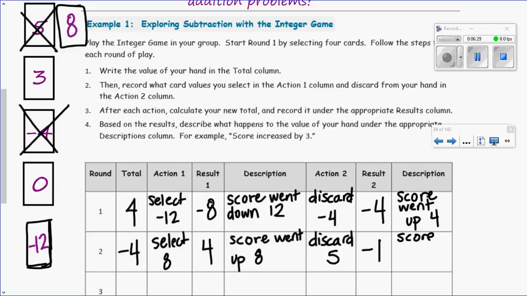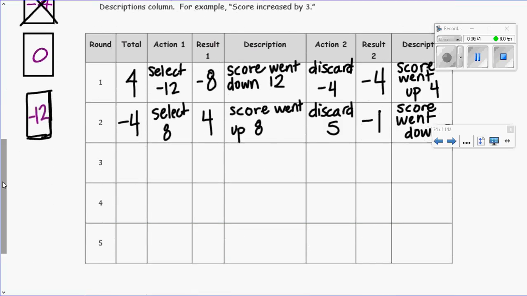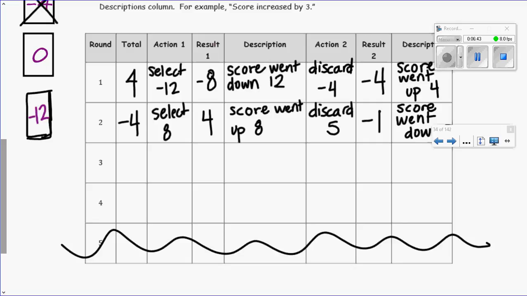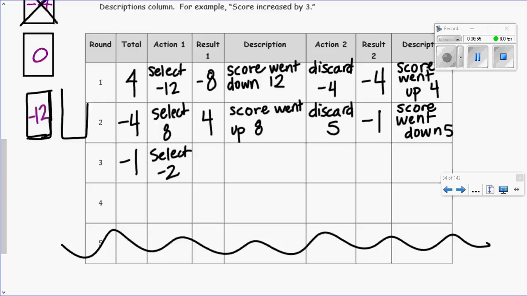How far on the number line? 5 units. The score went down 5 units. Okay, we only have 2 more rows to go. We're actually going to cross out row 5. All right, so carry that negative 1 down to round 3. So we're starting with a negative 1. And this time we're going to select a negative 2. Select negative 2. So let's pretend like we picked up a negative 2.